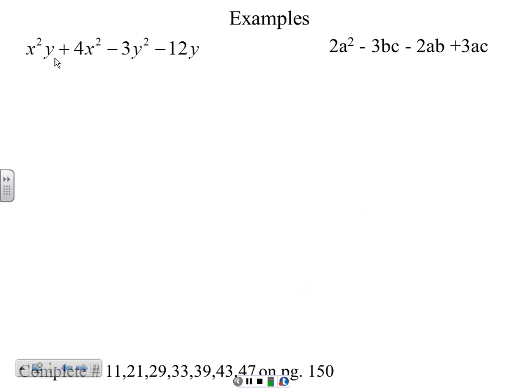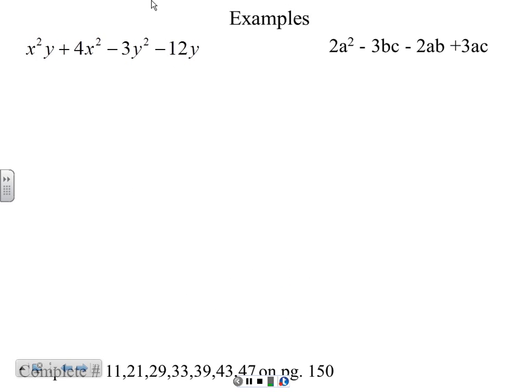Alright, so let's try this one more time. First thing we're going to do is look for anything that's in common. And I do not see anything in common with all 4 terms. These 2 terms do not have an x. This term doesn't have a y. These 2 terms you can't factor out a 3. So there's nothing in common with all 4 of these.